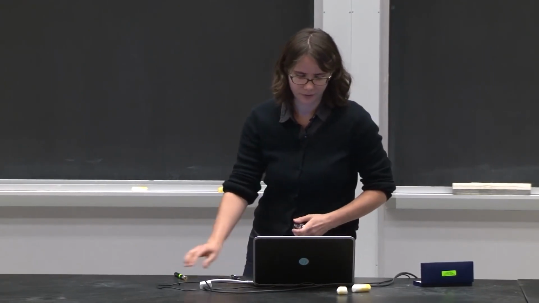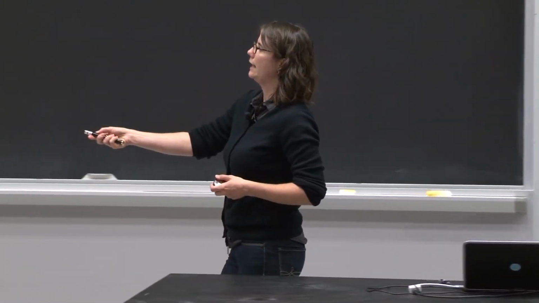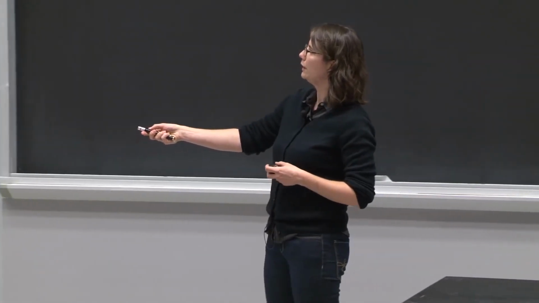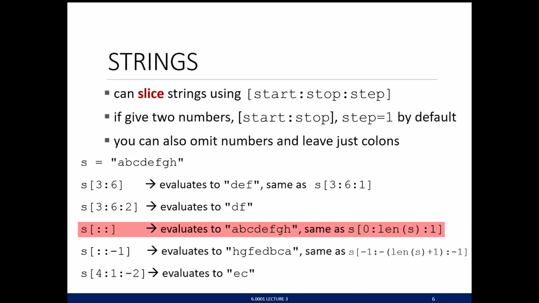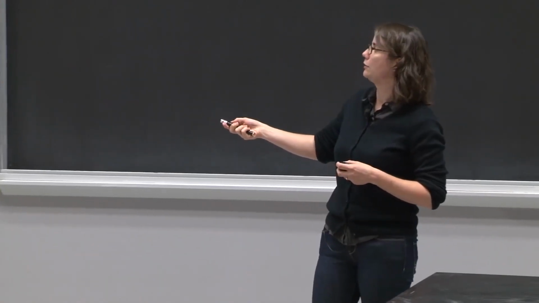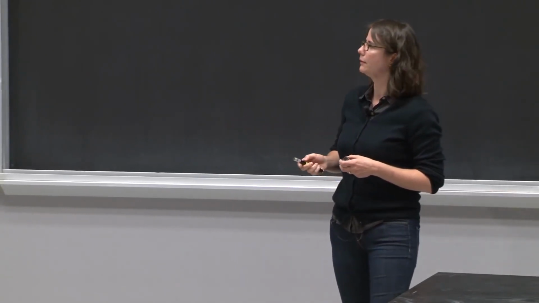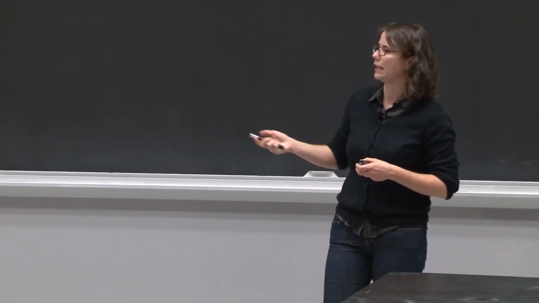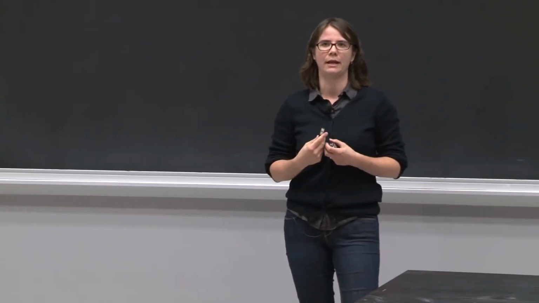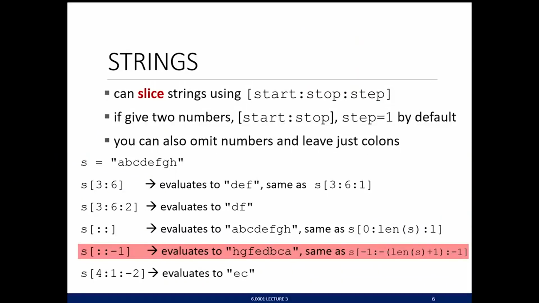If you do s and then nothing inside except colons, notice that you're going to have s and then nothing, and then colon, nothing, colon, nothing. So nothing for start, nothing for stop, nothing for step. And that's just going to evaluate to the string itself. It's the same as 0 to the length of s going every step. This one might actually be useful. It reverses the string automatically for you. So with this one little line here, you can get the inverse of your string. And that's equivalent to that.